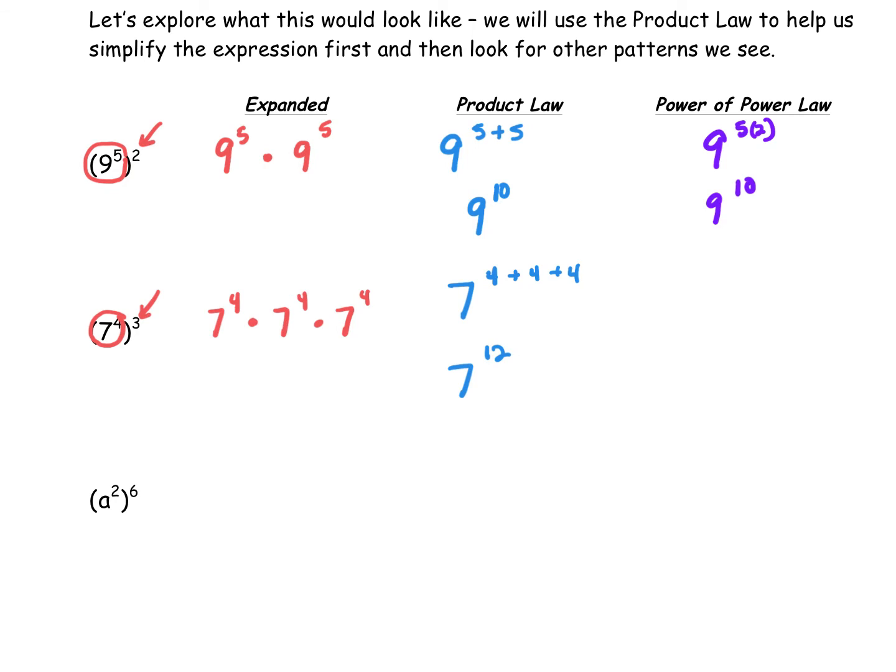So now let's try using the power of a power law. And last time we looked at 4 and we looked at 3, and how can we use 4 and 3 to come up with 12? Well, if you notice, we can multiply again. You're correct. We're going to keep the same base. I'm going to start with the power on the inside and multiply it by the exponent on the outside. So I will get 7 raised to the 12th power.